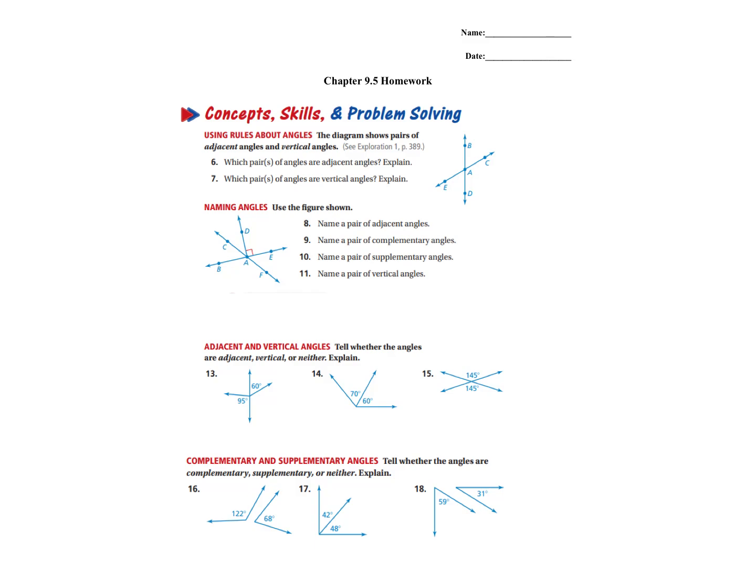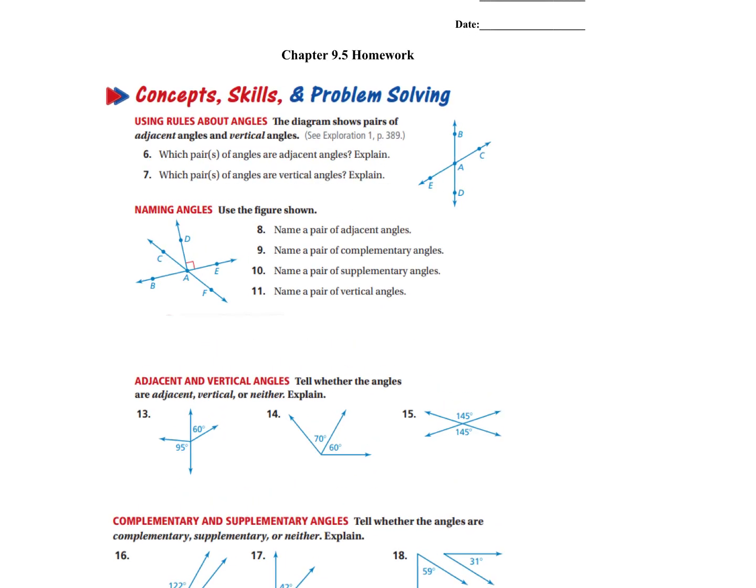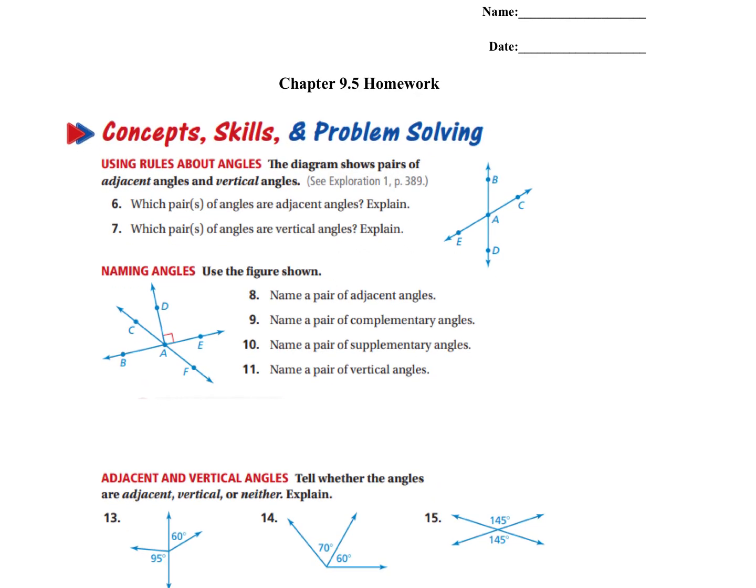Here's our chapter 9.5 homework assignment. For number 6, it's asking what pair of angles are adjacent to each other. It's kind of giving us this picture here. Remember, adjacent kind of goes with this neighbor phrase that we can be thinking about. Alright, so I'm looking for any two angles that are right next to each other.